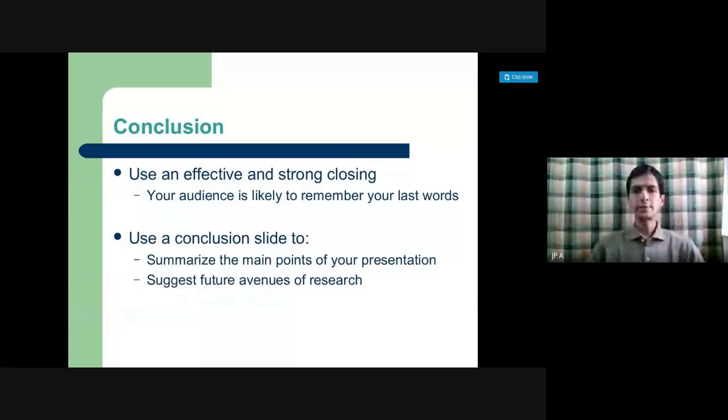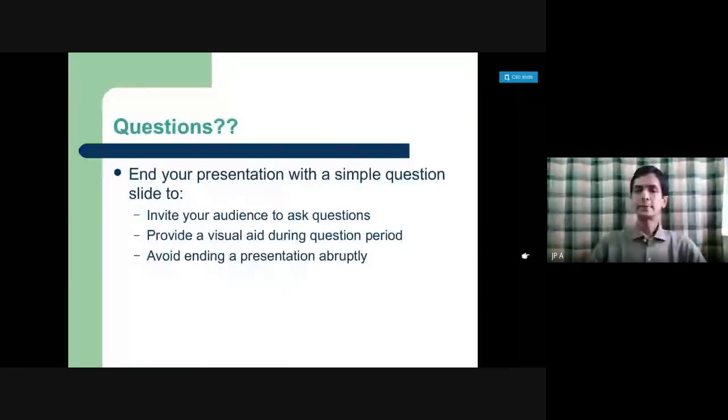What comes after the conclusion? There should be a slide to ask the audience about some questions that they may have. So you invite them for questions. If they have some questions, answer those questions, and only then put your thank you slide.